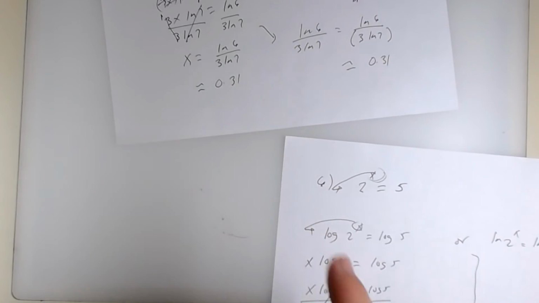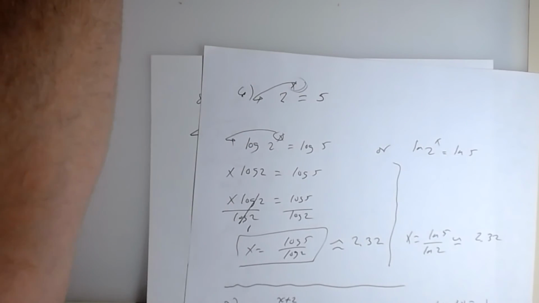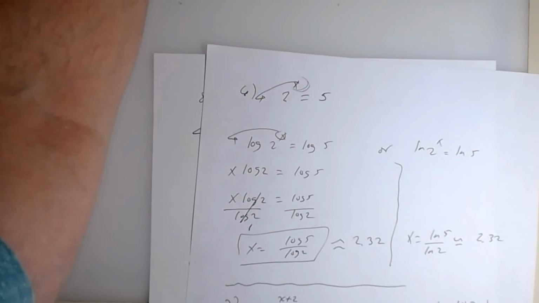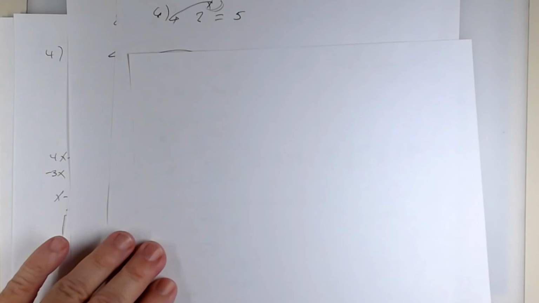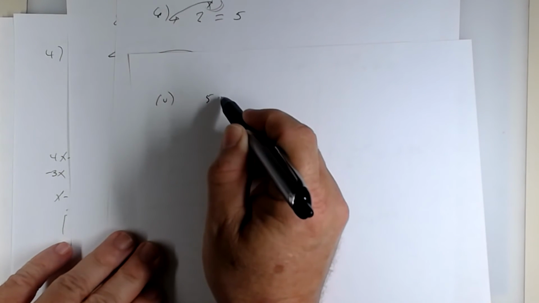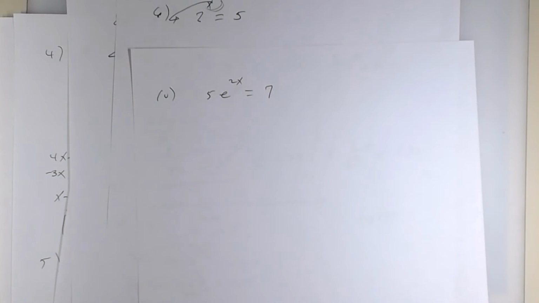All right, let's look at number 10. Suppose you had 5e to the 2x equals 7. I would use the natural log. Yes, you would definitely use the natural log at some point. But would you take the natural log of both sides first? No.